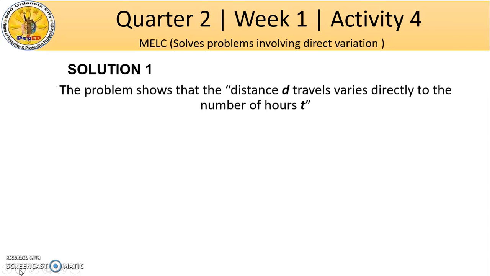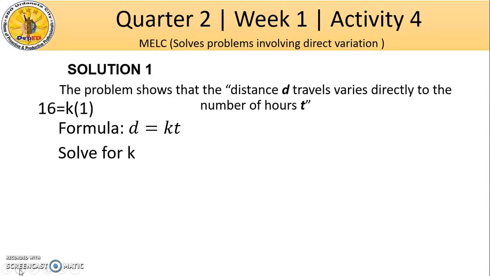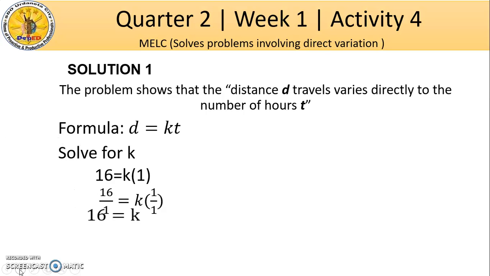The problem shows that the distance d travels varies directly to the number of the hours t. So we will translate that into a mathematical sentence, d equals kt. Now we solve for the constant k. We substitute, d will become 16 and t will become 1. We divide both sides by 1, so the value of the constant k is 16. And our equation will be d equals 16t.